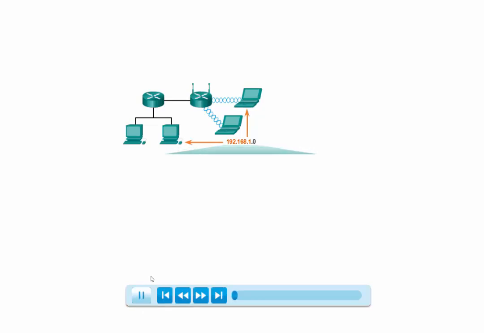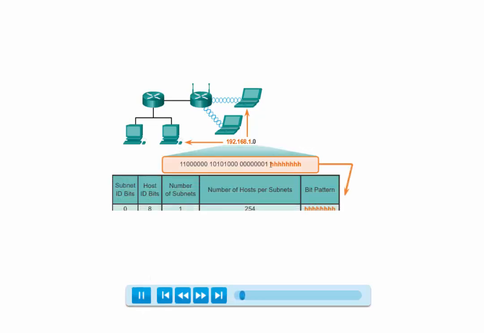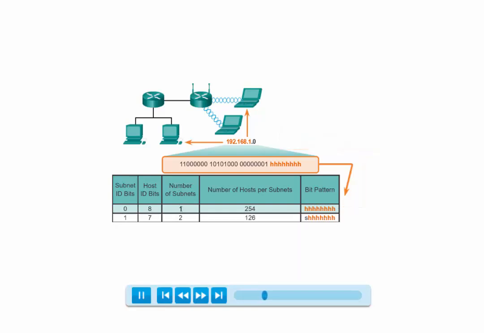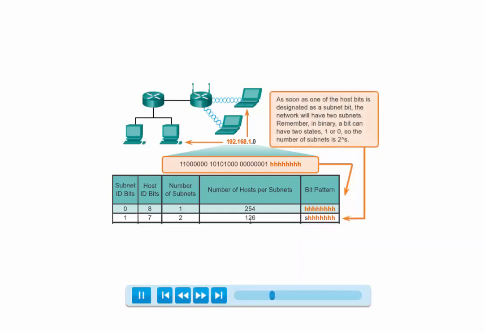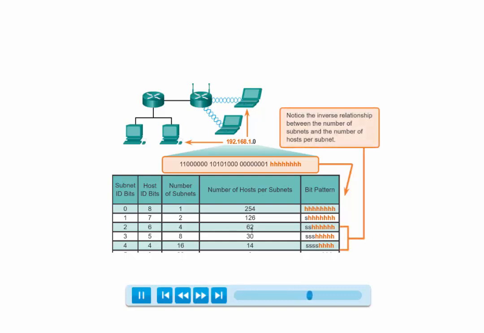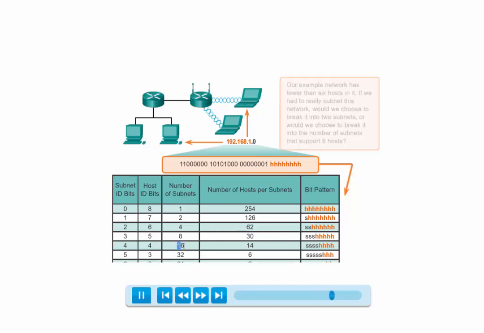So this example here, this animation, shows that if we have 8 bits, we can have up to 254 different hosts per subnet, and in that case, we have only one network. If we borrow one extra bit, this will give us 7 bits for hosts, and in that case, we can represent 126 hosts for 2 subnets. If we want to have 4 subnets, we end up with 64 different hosts per subnet. If we need 8 subnets, we can represent 32. If we have 16 subnets, we end up with 14, and so on.